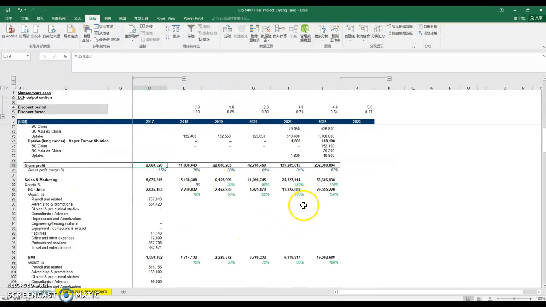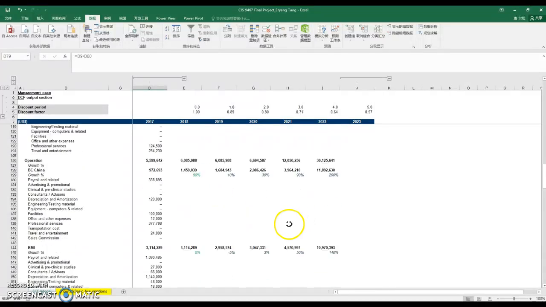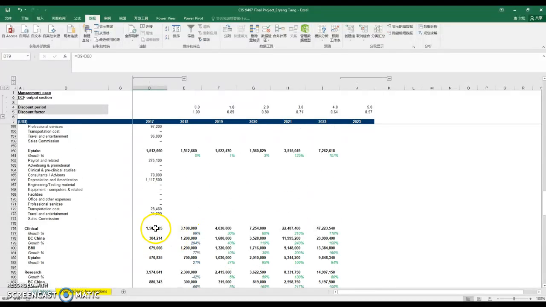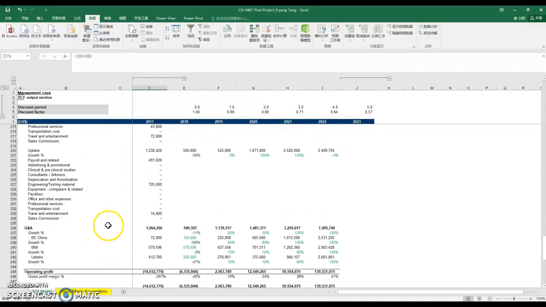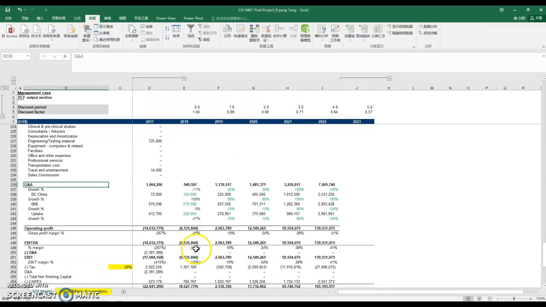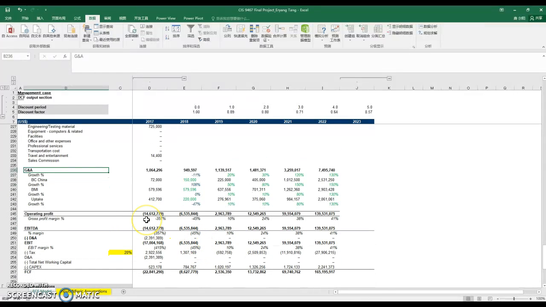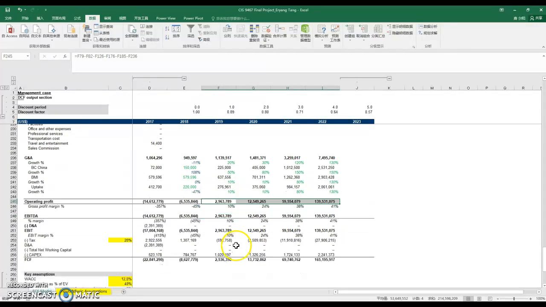And here are the sales and marketing costs, operation costs, clinical costs, and G&A, which is also known as general and administrative costs. So finally, after subtracting all of those costs, we're getting the operating profit. As you can see here, the very first 2 years, we're getting a negative number, which is very common. But after that, the company is going to be experiencing a rapidly growing operating profit, which is phenomenal.